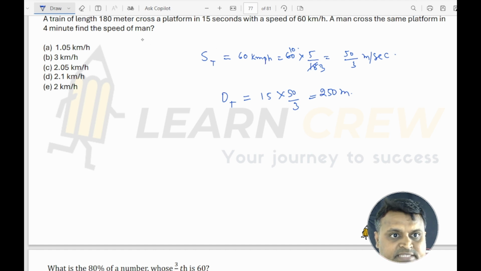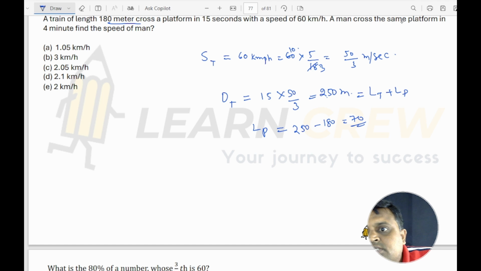And the train length is 180 meters. So the distance travelled is equal to the length of the train plus the length of the platform. Length of the platform would be 250 minus 180, which is 70. Now what is asked? A man crosses the same platform in 4 minutes. So the platform length is 70.